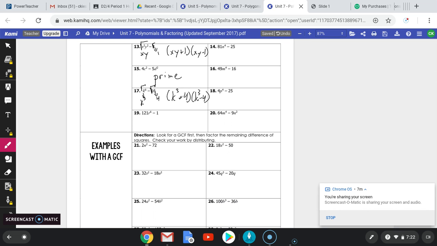And then if we just finish off with number 19 here, we have a minus sign, and these two are a difference of squares. So the square root of 1 is 1. The square root of 121 r to the 6. Well, the square root of 121 is 11. And I take the exponent and divide by 2, and I get 3. So my parentheses would be 11r cubed plus 1, and 11r cubed minus 1.